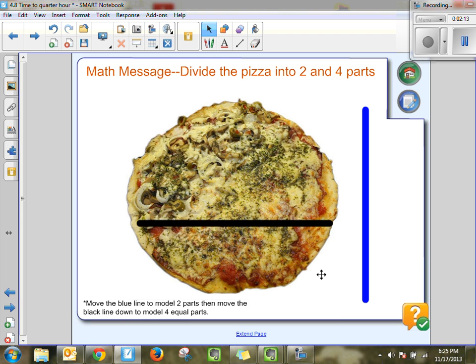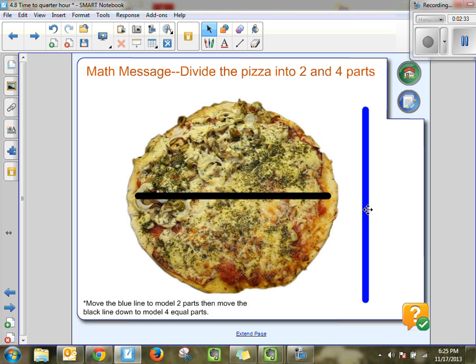What about if I move it there? Is that 2 equal parts? Again, that is incorrect, because you can see the bottom part is actually a lot smaller than the top part. What about right here? If I put it there, is that pretty close to dividing it into 2 equal parts? We could say yes. You can see the top part's about the same as the bottom part. So this is 2 equal parts.